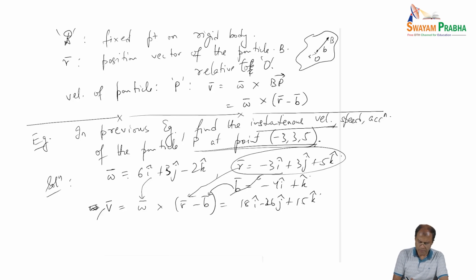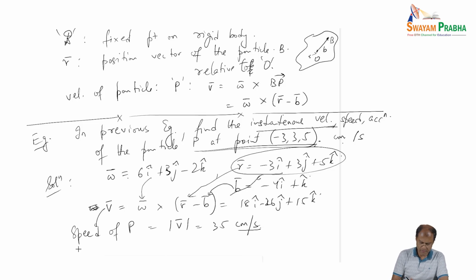If we were to find the speed of the particle P, then it has to be the magnitude of this velocity, and we can see that this comes out to be 35. We need to put some reference: for the distance scales we put centimeters, and for the time we put seconds. So the final speed is 35 centimeters per second.